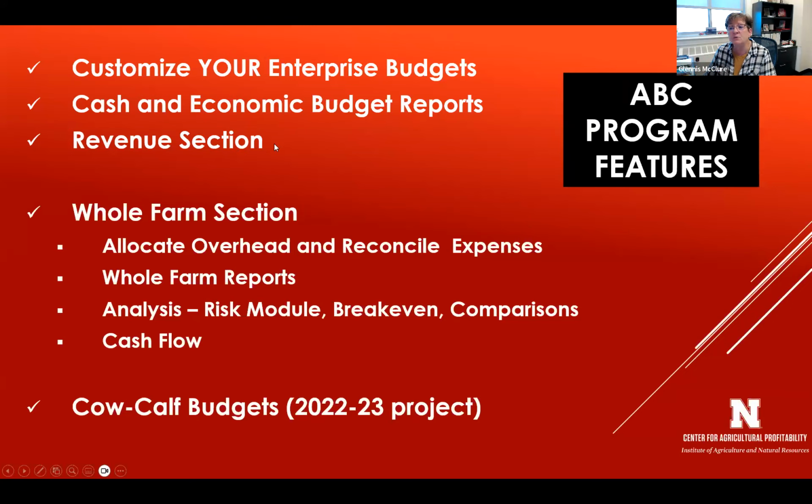And then again, as I mentioned, we do have a revenue section, so we can do some projections. We can say, well, what if we figured for $5 corn next year or $5.50? What does that look like? How am I covering all my costs, and what does my profitability projection look like if I put in revenue?